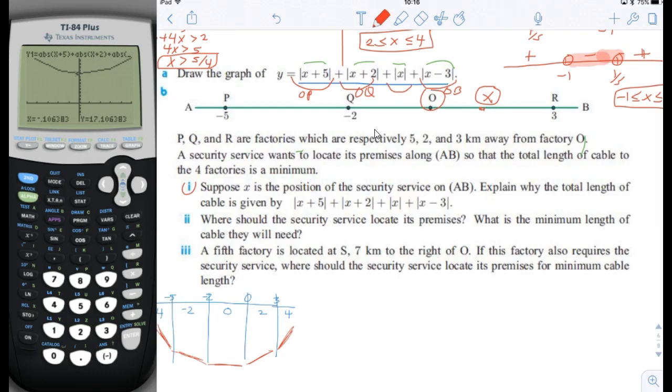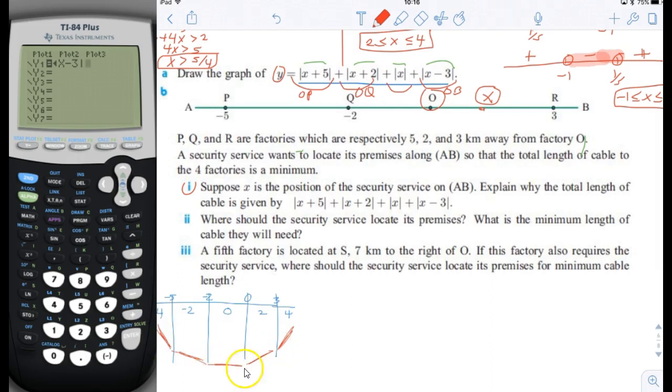Where should the security service locate its premises? What is the minimum length of cable they will need? Okay, so basically, Y gives us the total length of cable they will need. So what we want to know is when the cable is going to be at a minimum. So we could do that by looking at our previous graph, like this graph here. Look at this graph.